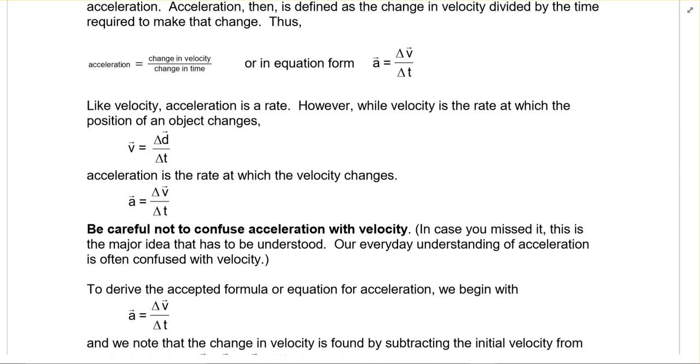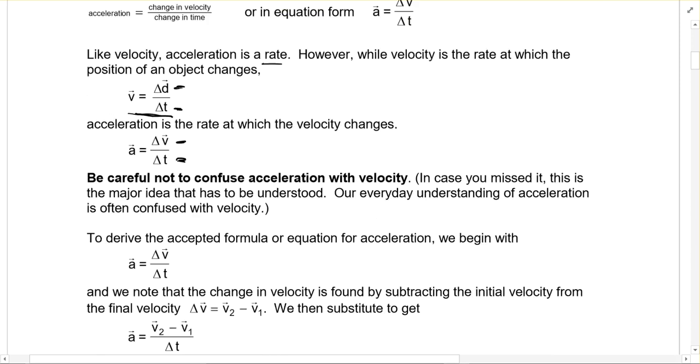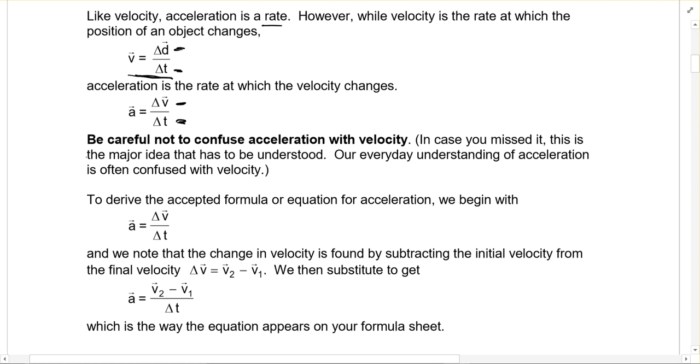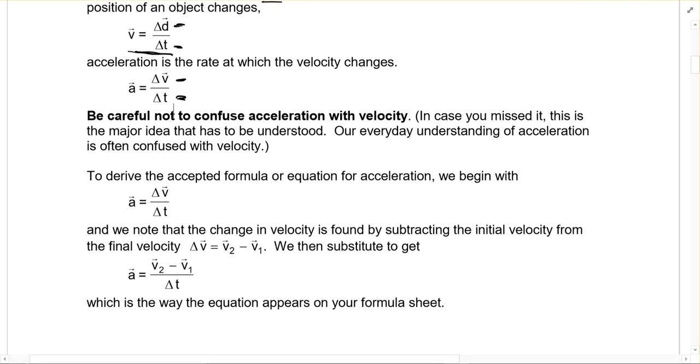So just like velocity, it's a rate. They're both rates. Back to our velocity formula, we had change in distance over time. Now for acceleration, we're just going to be talking about change in velocity over time. Be careful not to confuse acceleration with velocity. That's the big idea of this lesson.